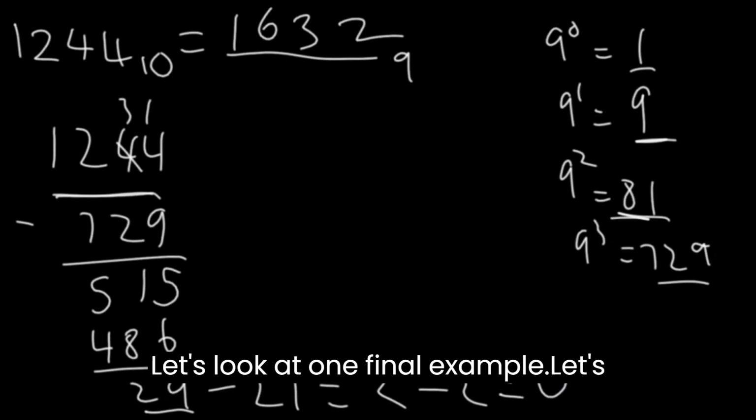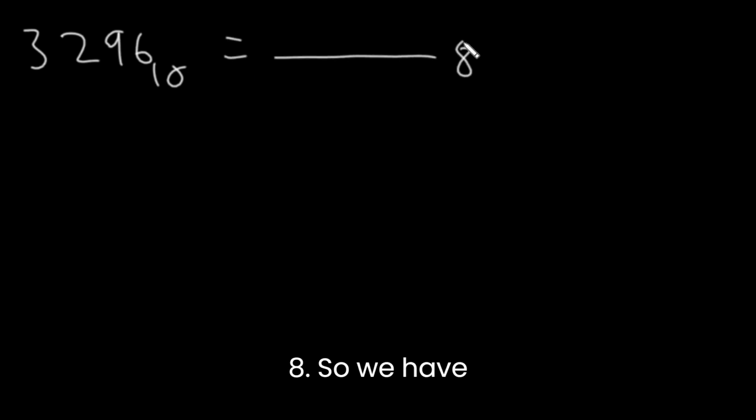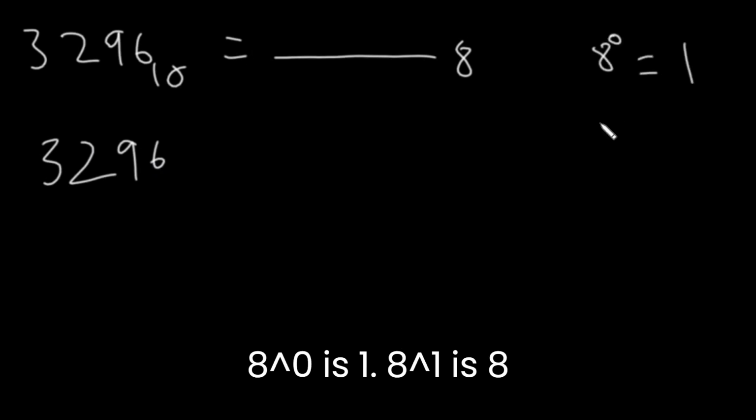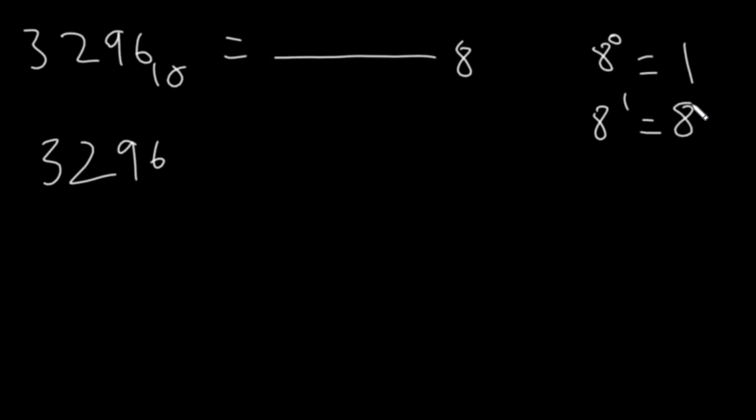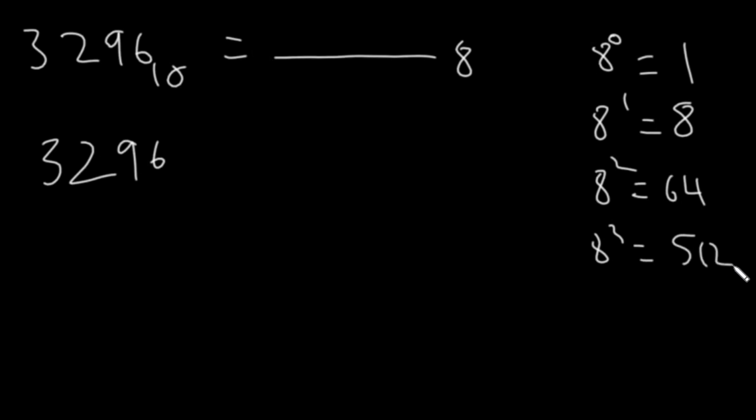Let's look at one final example. Let's say we have 3,296 base 10 to base 8. So we have 3,296. And then we have to list out the powers of 8. 8 to the 0 is 1. 8 to the 1 is 8. 8 squared is 64. 8 cubed is 512.